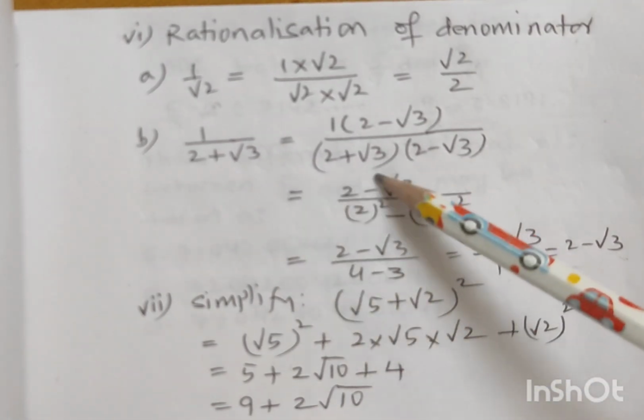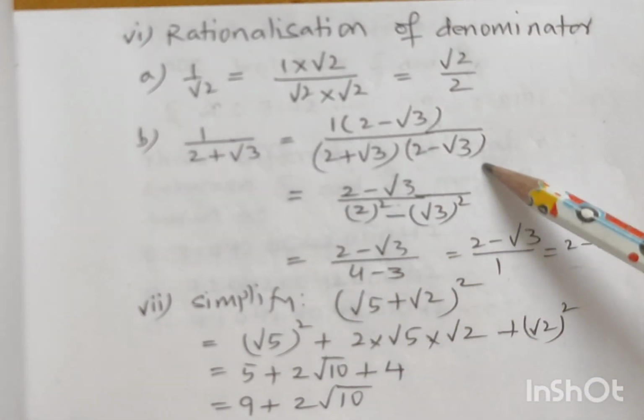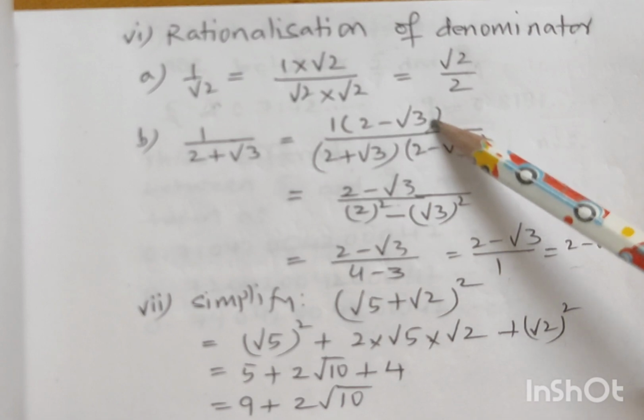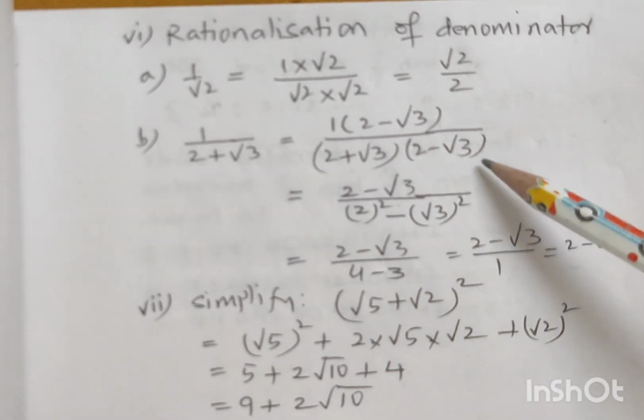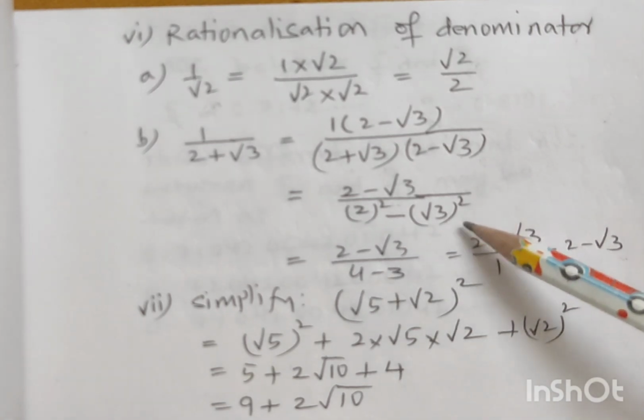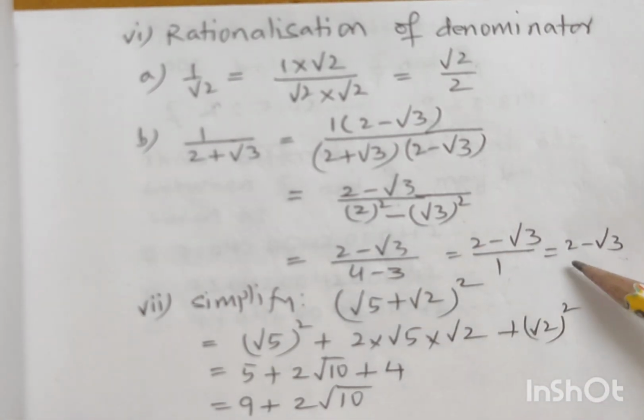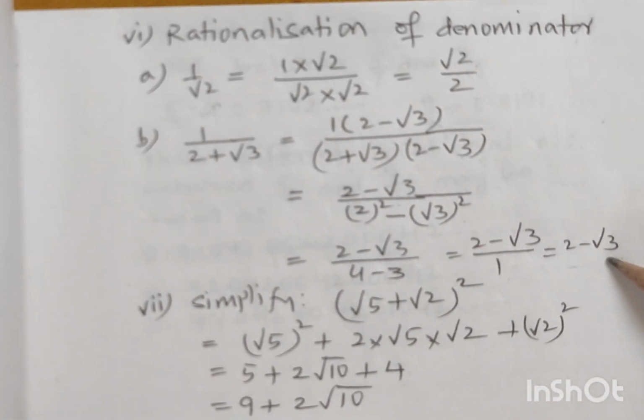We multiply the denominator by 2 minus root 3 and the numerator by also the same number. This is the a plus b, a minus b form. So we simplify it and we get 2 minus root 3.